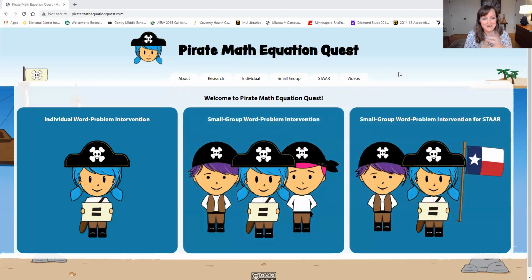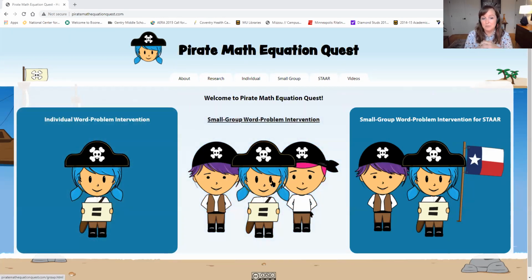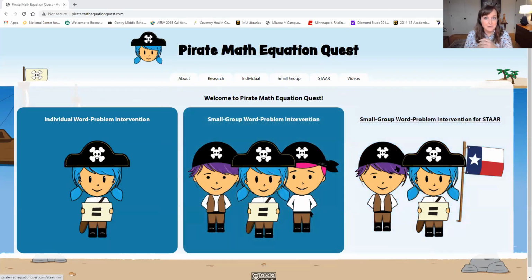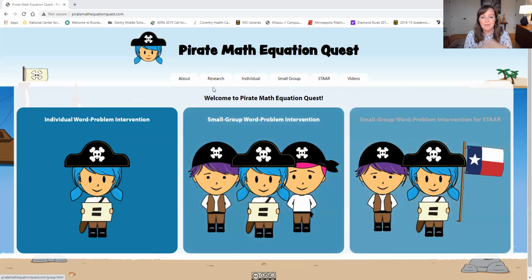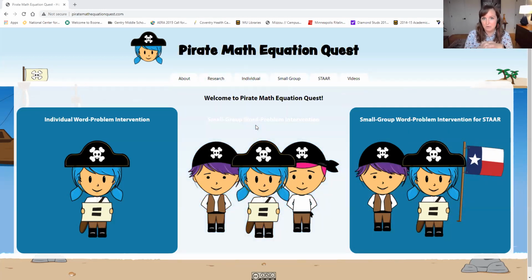And I will go ahead and say this, that it is freely available. If you are interested in the intervention materials, you can visit our website, which is piratemathequationquest.com. And our individual tutoring program is there. So that's the one here. Oh, this is great, Matt. On the left-hand side, that's the one that we talked about in this article. We also have a small group word problem intervention for students if you're tutoring in groups of 3 or 4. And then if you're in the state of Texas and you want to help students prepare for the STAAR, we also have a Pirate Math word problem intervention there as well. So everything that I'm talking about today, you can download all of the lesson guides and all of the student materials and actually implement Pirate Math Equation Quest on your own, which is really cool. So that's about the intervention. Do you have any other questions about that?